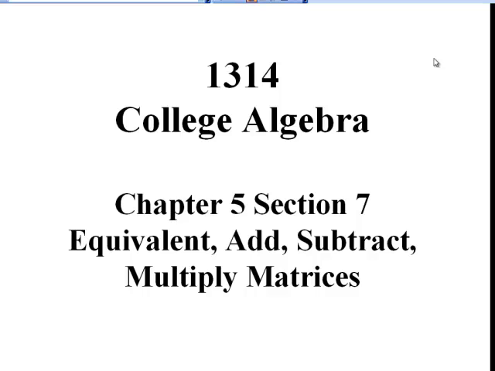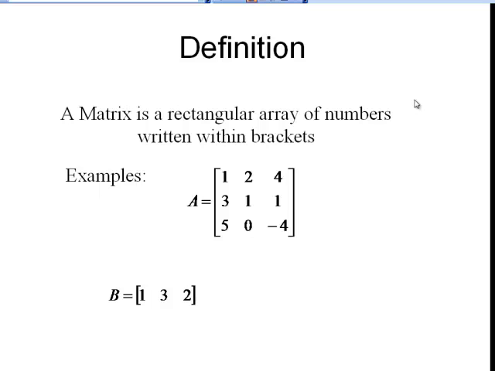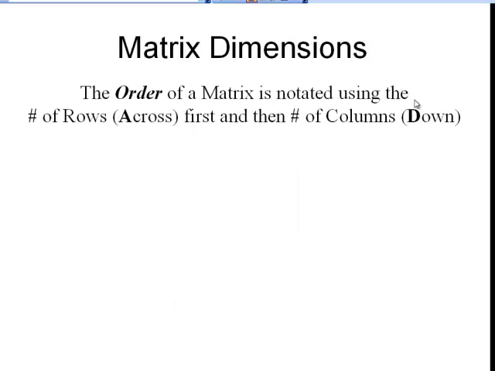Okay, now we're dealing with Chapter 5, Section 7, and then Section 8, which is operations of matrices. A matrix is a rectangular array of numbers that we put in brackets, such as this one, A, which has 9 numbers in it, B, which has 3 numbers in it, and C. They're just different shapes, but those are all arrays and/or matrices.